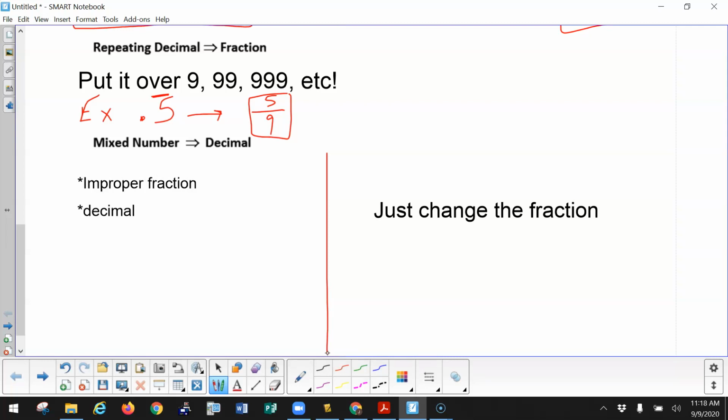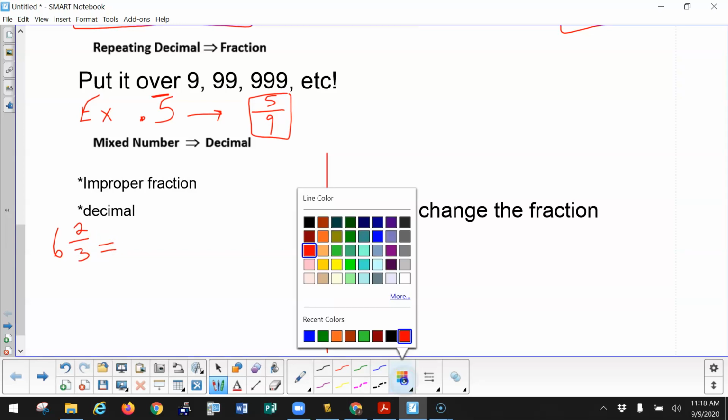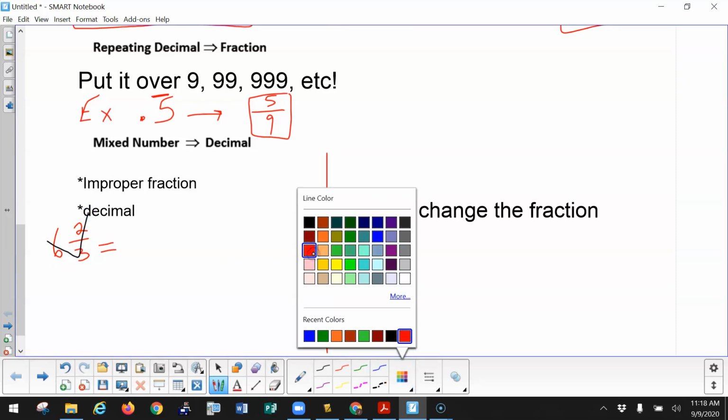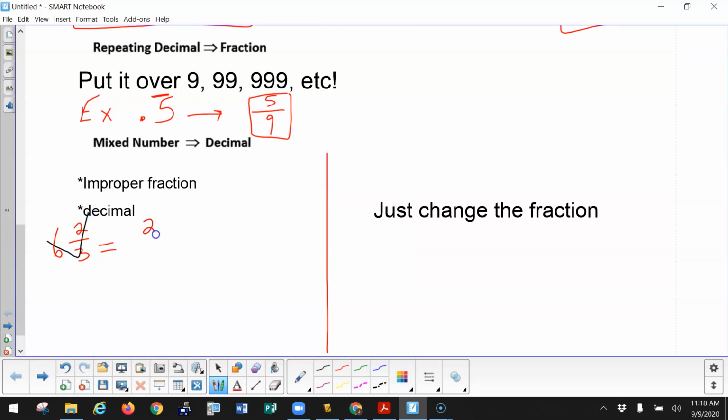So I have a mixed number, 6 2/3. I can change that into an improper fraction. So I'm going to use my check mark method here. It's 6 times 3 plus 2. So 6 times 3 is 18, plus 2 is 20. So this is actually 20 over 3. And then I can just divide 20 divided by 3 is 6.6 repeating.